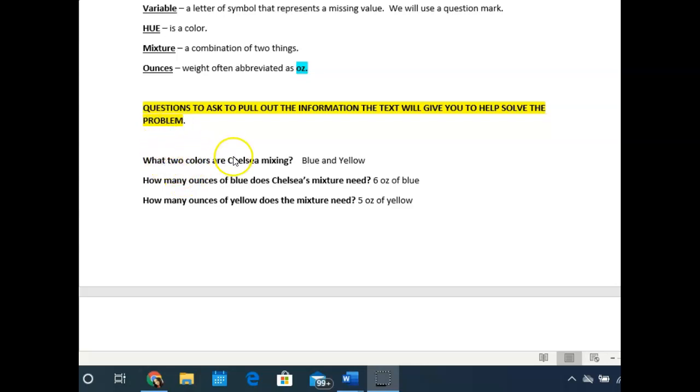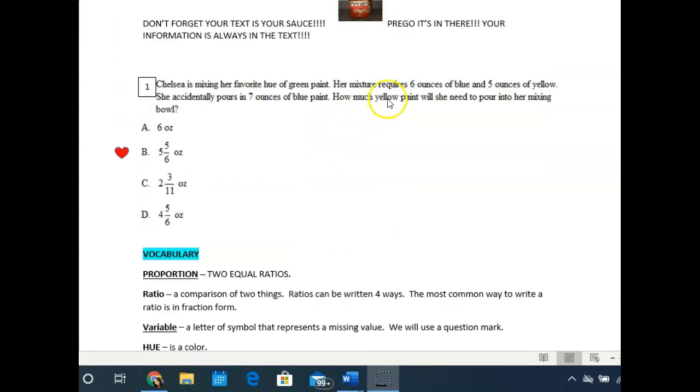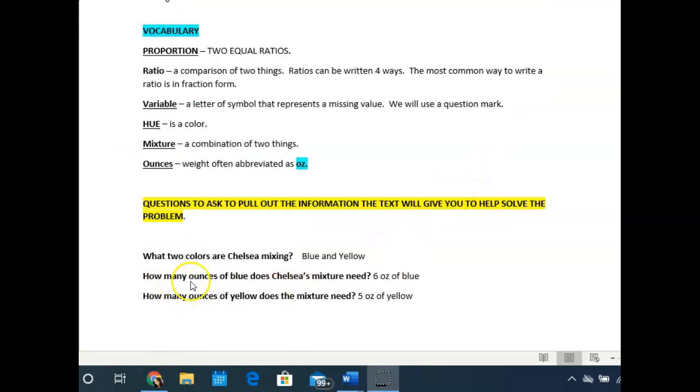What 2 colors are Chelsea mixing? If we go back up to the text, we see that Chelsea is mixing blue and yellow. How many ounces of blue does she have? In our text, it indicates 6 ounces of blue. And how many ounces of yellow does the mixture need? I apologize. It's very important that we identify what the mixture is calling for in comparison to what she actually has.